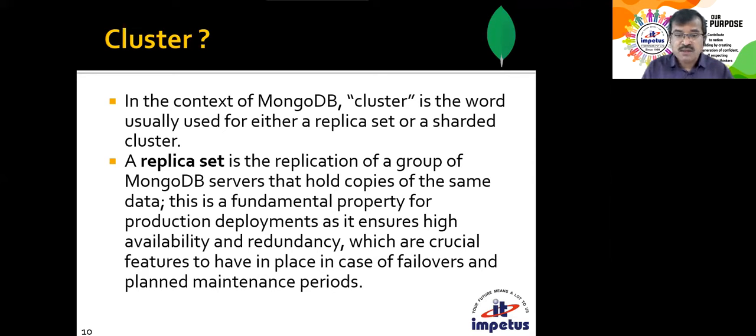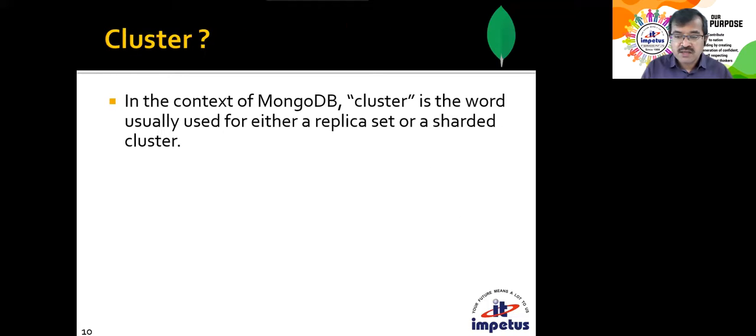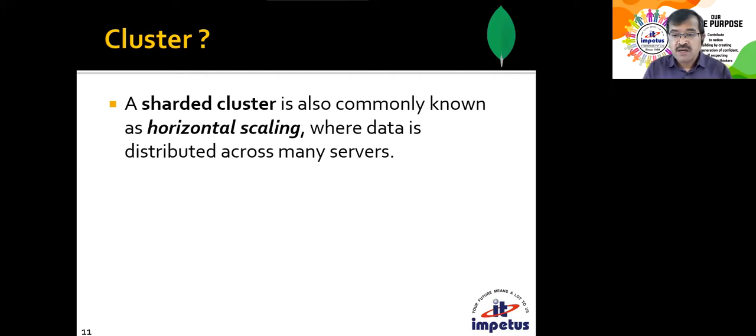So cluster, we said in two terms we are going to use this concept of cluster. What? One is the replica set and the other is the sharded cluster. Now what is this sharded cluster? It's also commonly known as horizontal scaling, where data is distributed across many servers. It's not replicated now, it's distributed. Okay, the first was replica set. This is sharded cluster, where data is not replicated but distributed.